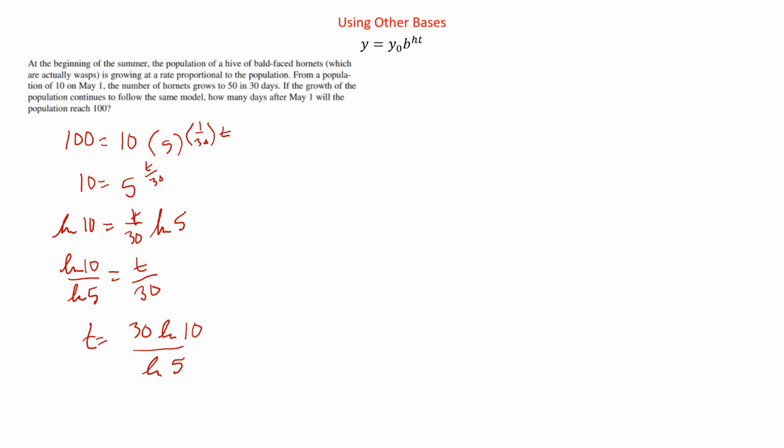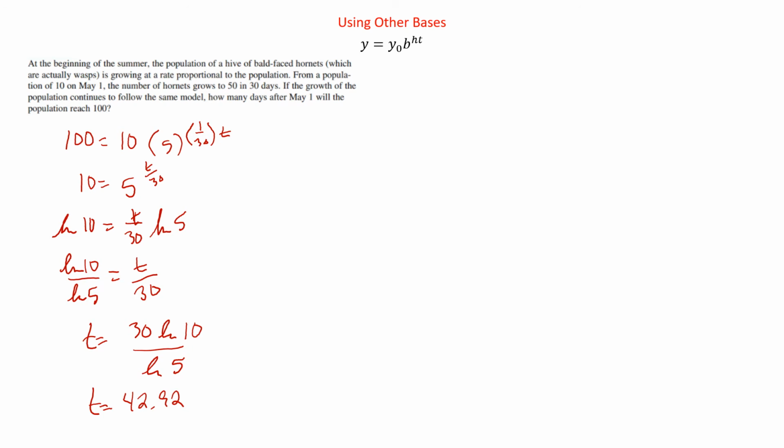At that point, that's a calculator deal. So natural log 10 is about 2.3 divided by natural log 5 ends up about 1.43, then times 30 is 42.92 days. So how many days after will the population reach 100? During that 42nd day. So 42, or in this case 43, will probably work as well.